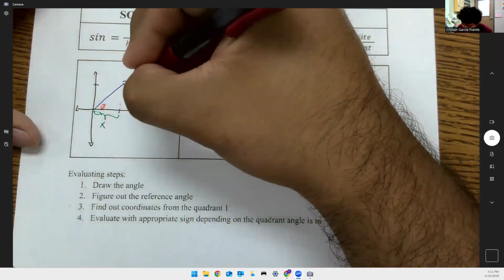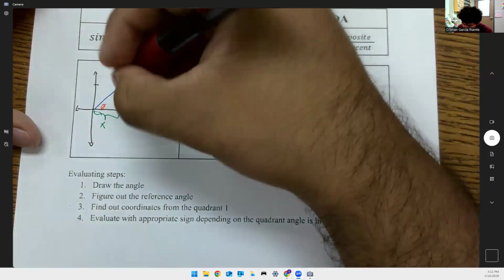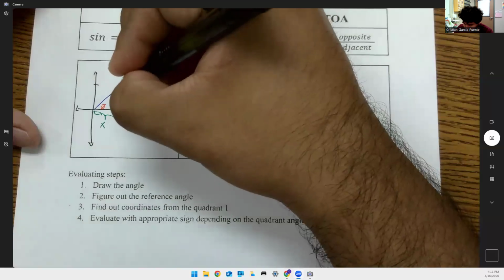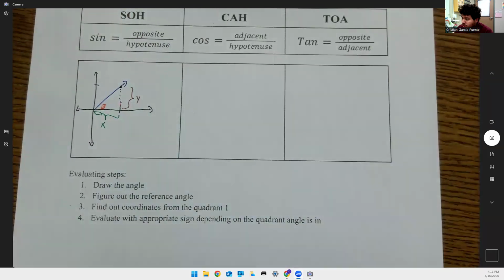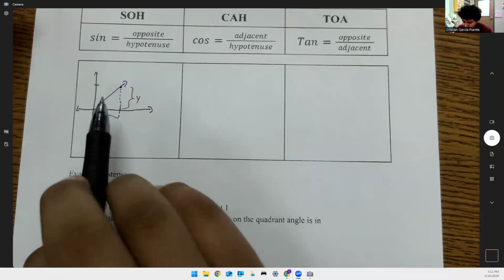From here to here, that's Y. And then let's just say this is your point right here. So there should be a little small triangle right here. All right, so we're going to use these trig identities above to find out what our sine, cosine, and tangent is. Just know that this is our angle.